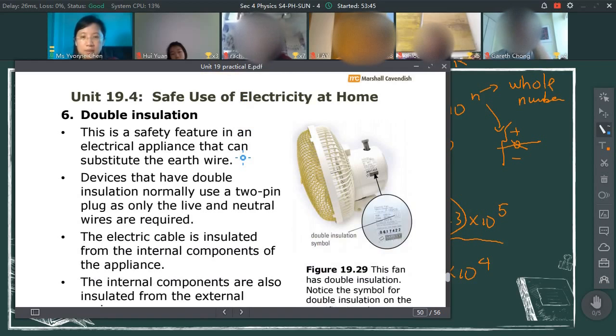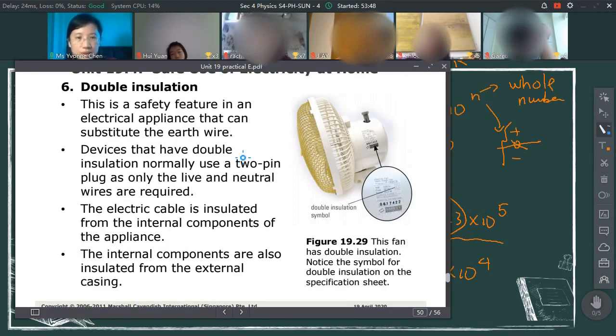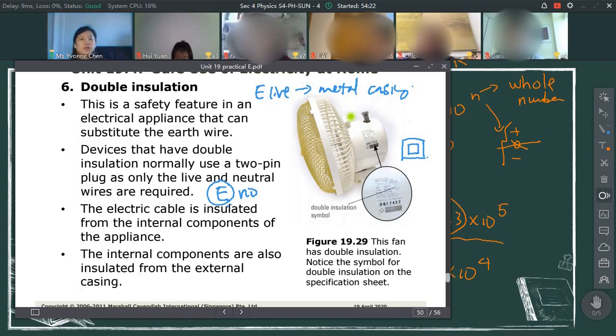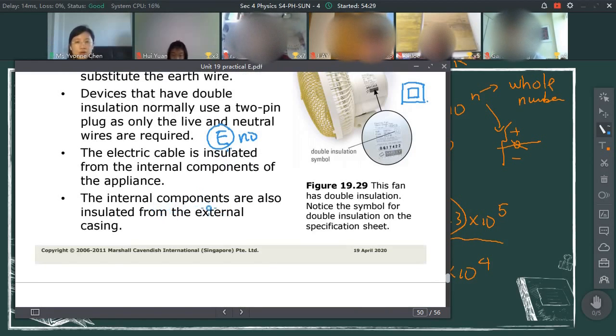We also have other features like double insulation. The symbol looks like this: one small square inside one big square. Basically, the earth wire is not there. Why no earth wire? Because the casing is not metal. The earth wire is connected to the metal casing of the appliance, so if it's a plastic casing, there's no earth wire. With double insulation, the internal components are also insulated from the external casing.